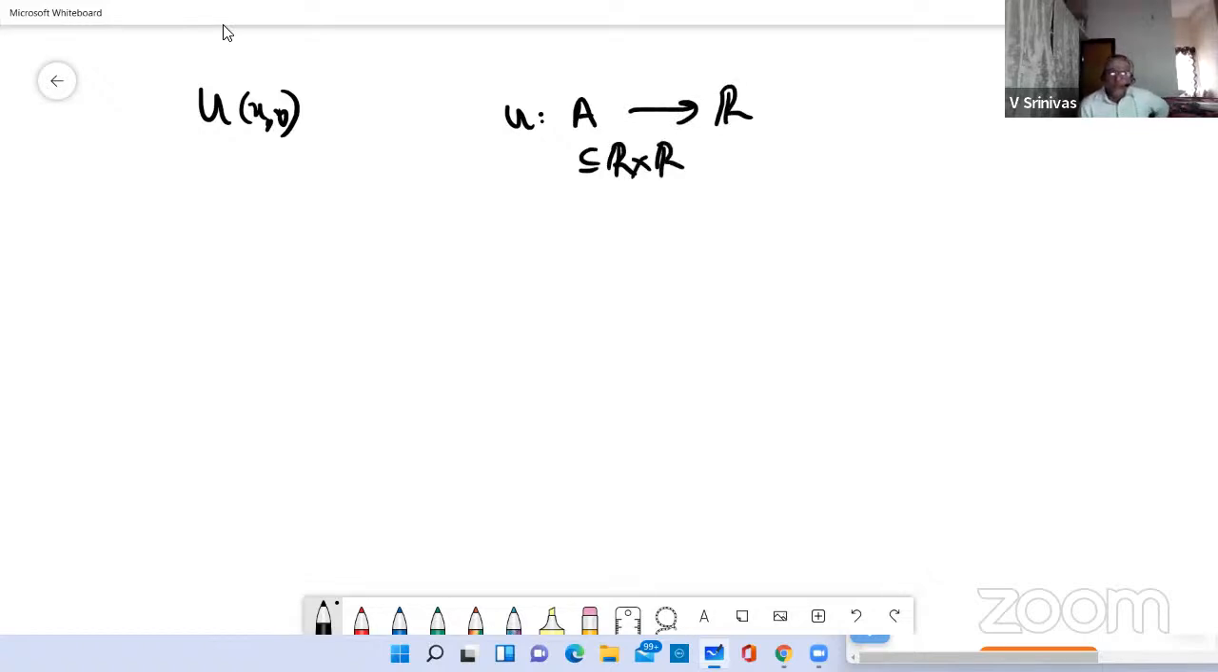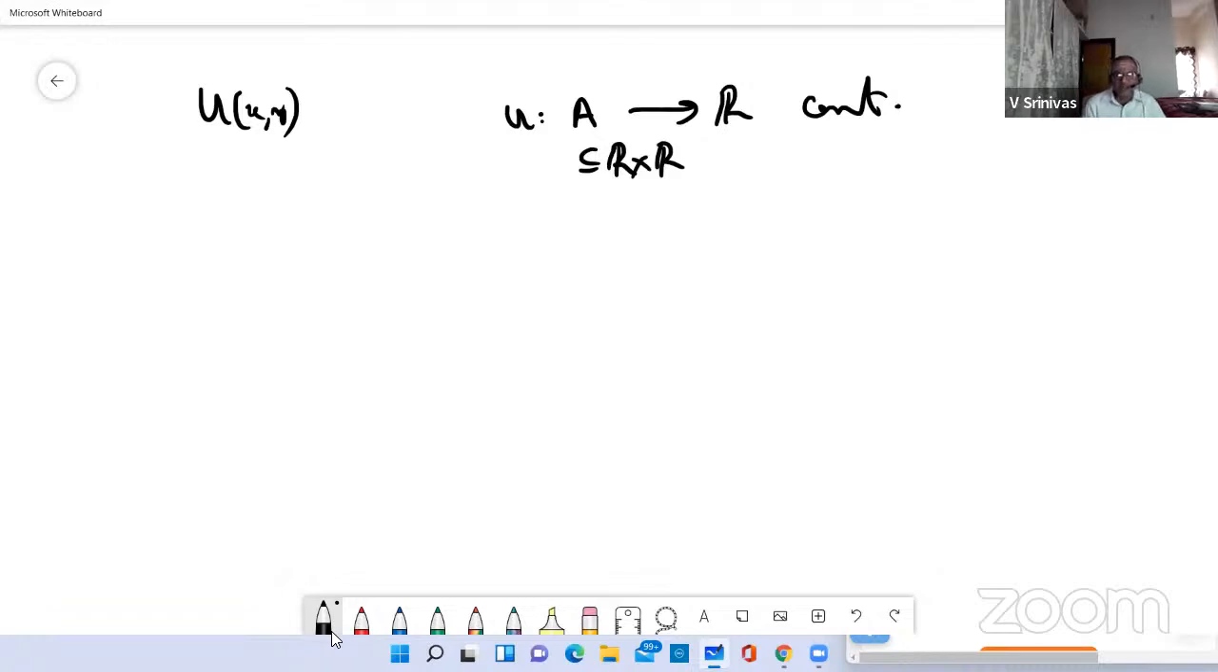U is acting on x and y, so it is u of x comma y. So x comma y is an ordered pair of real numbers. So this belongs to the Cartesian product R cross R. So u is taking values over a subset of the Cartesian plane. So we are talking about the continuity of a real valued function of two real variables.